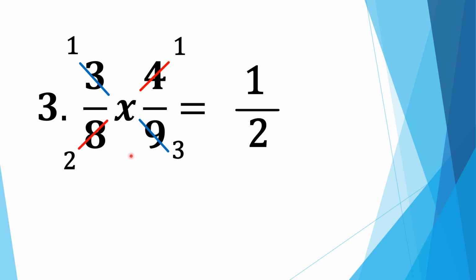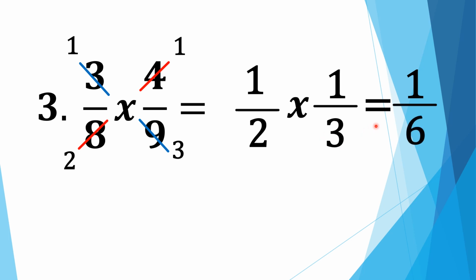1/2 times 1/3 is equal to 1 times 1 is equal to 1. 2 times 3 is equal to 6. Thus, 3/8 times 4/9 is equal to 1/6.